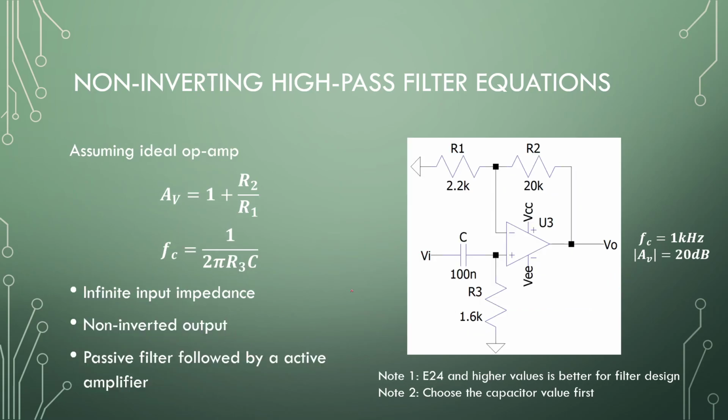So again, the best method: passive filter, active amplifier. That is again more components, but we have infinite input impedance and we can do our design separately. And remember again that this will become a band pass filter due to the gain bandwidth product of the op amp itself.